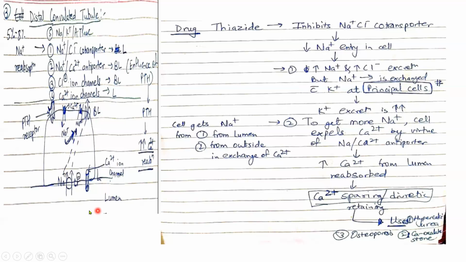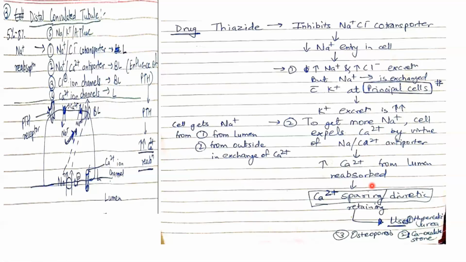There are calcium ion channels, so it increases the expression of calcium ion channels. A lot of calcium is coming in. It tries to expel that calcium, and then more sodium will come in. So in this process, to get more sodium, the cell expels calcium by virtue of the sodium calcium antiporter, in a nutshell. So there is an increase in calcium reabsorption from the lumen, and that is how thiazide is a calcium sparing or calcium retaining diuretic.